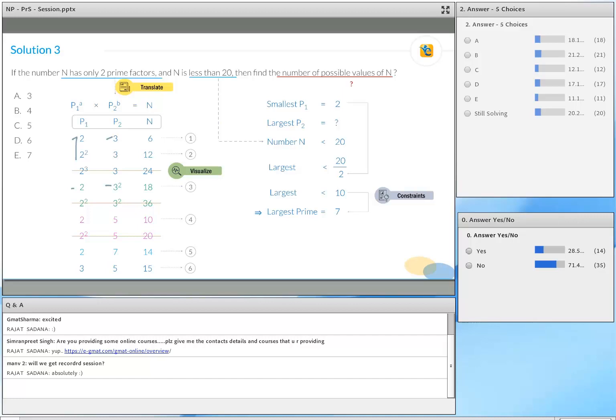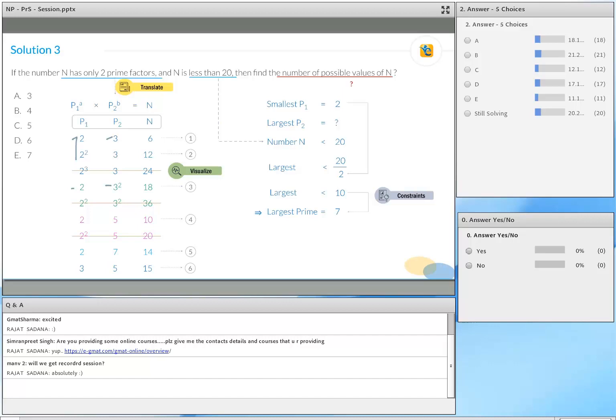But I'm doing that visualization not in any open universe. I'm doing that visualization in the constraints that I have figured out from the question statement. And by doing this, what I get is 6 as the correct answer, which means choice D is the correct answer. Now, as you can see from the results, only 17 of you selected choice D as the correct answer.